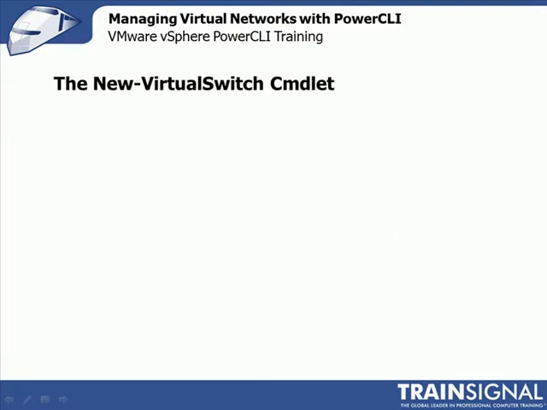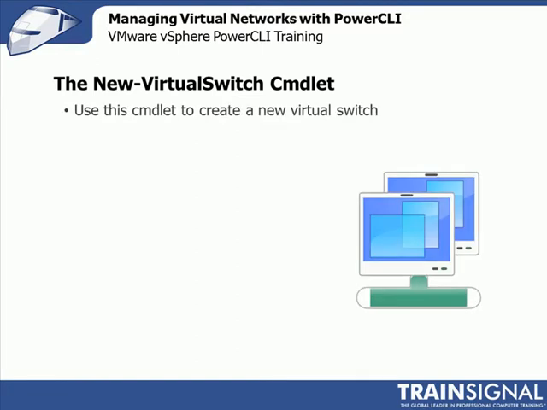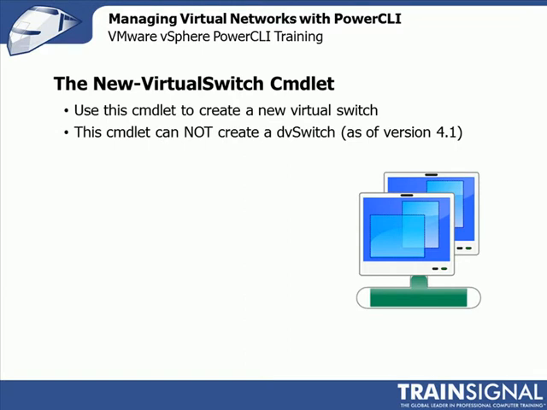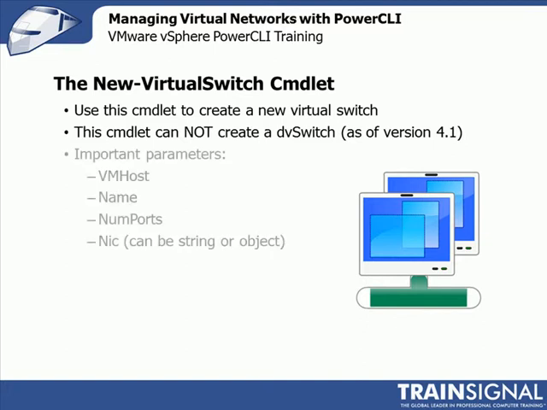Okay, I wanted to focus a little bit on the New-VirtualSwitch commandlet. You can use this one to create a new virtual switch. Note that as of version 4.1 of PowerCLI, you cannot use it to create a new distributed virtual switch. It has a couple of important parameters. By a couple, I mean 4. We've got VMHost, Name, that's going to be the name of the switch, NumPorts, and NIC. And NIC can be a string or an object, and I'll show you an example of using that in just a moment.